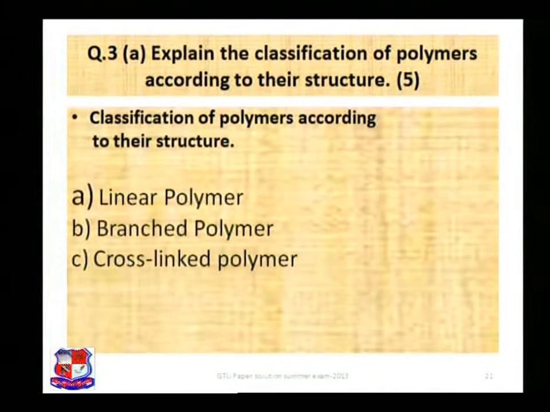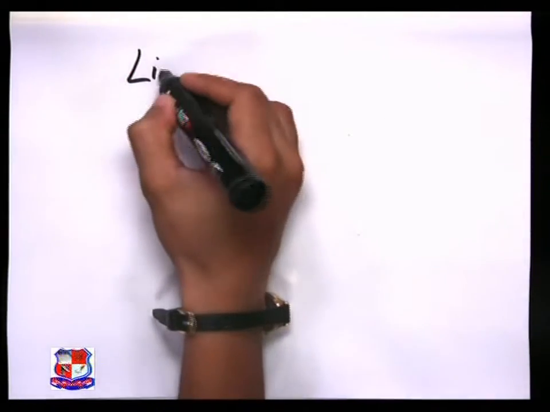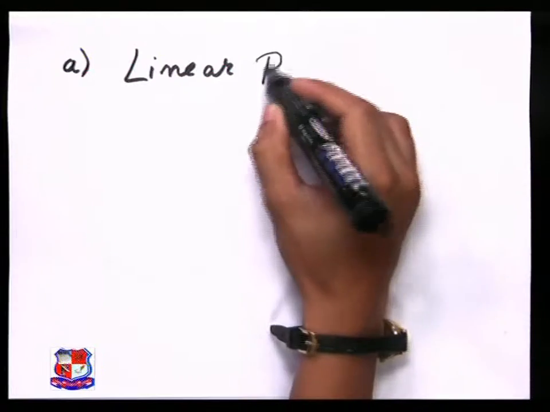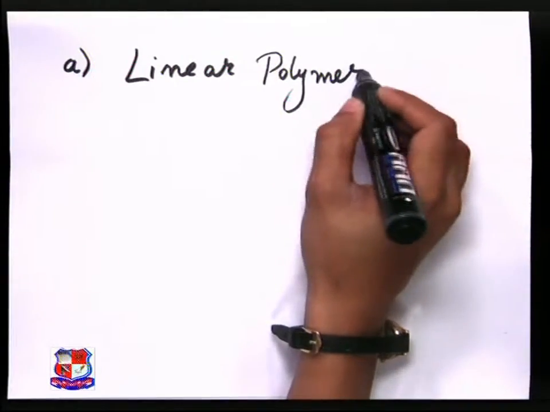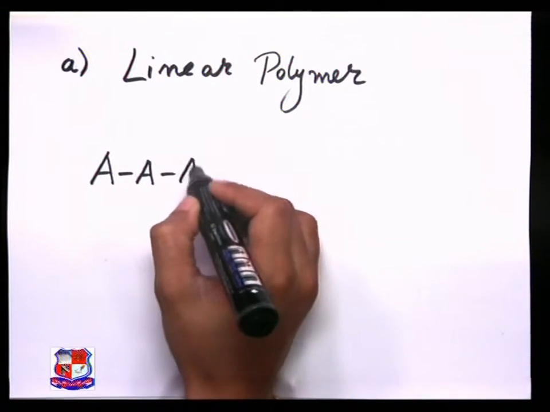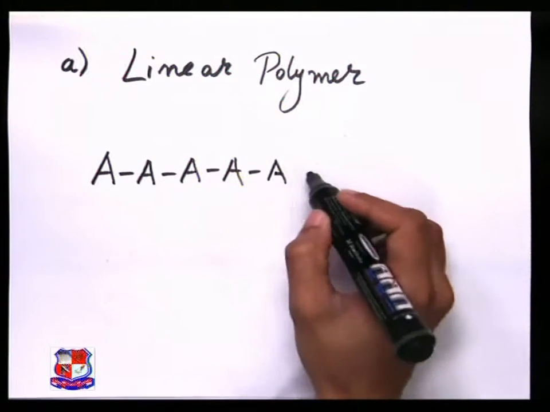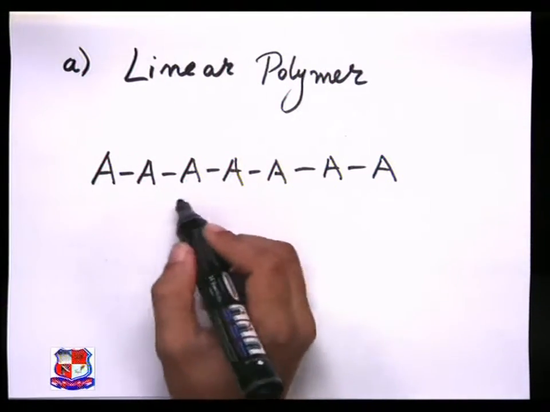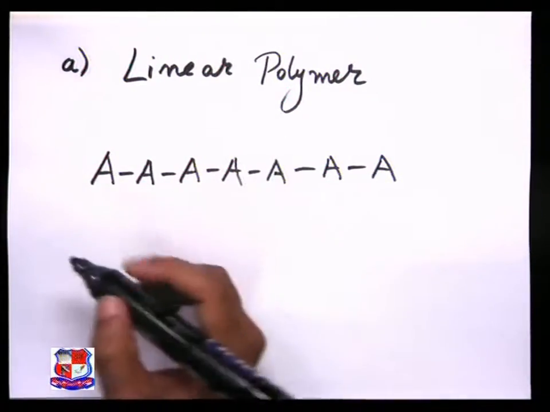In that, the first classification is linear polymer, second is branched, third is cross-linked polymer. Let us draw the diagram of all these polymers. We are drawing linear polymer. Suppose you have monomers like this. The chain of monomers having a linear combination of the monomers results in linear polymer formation.